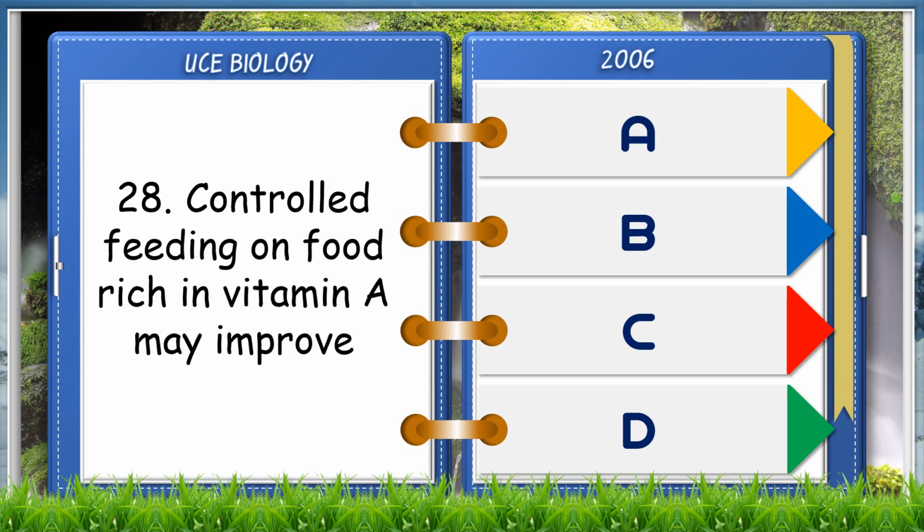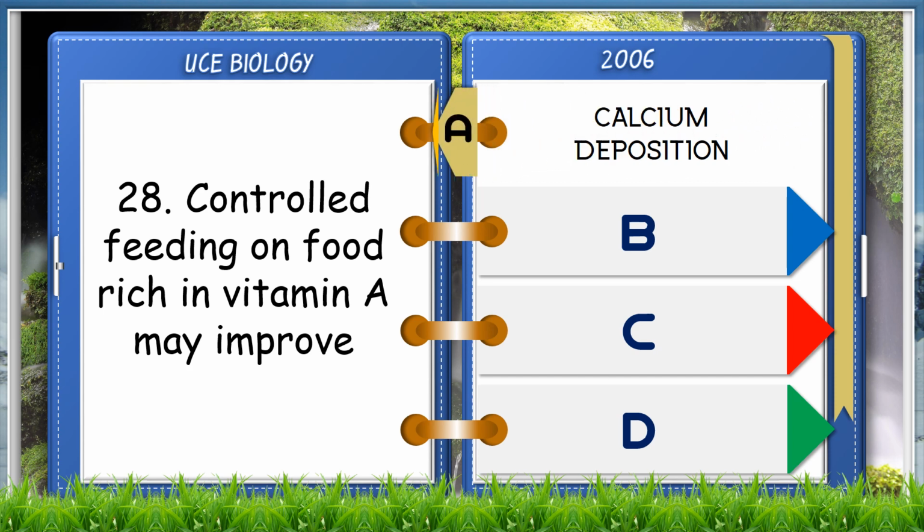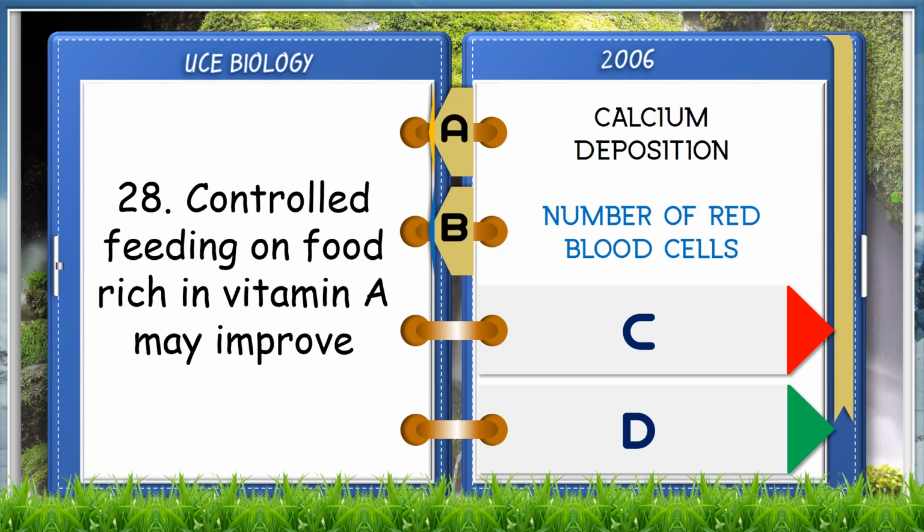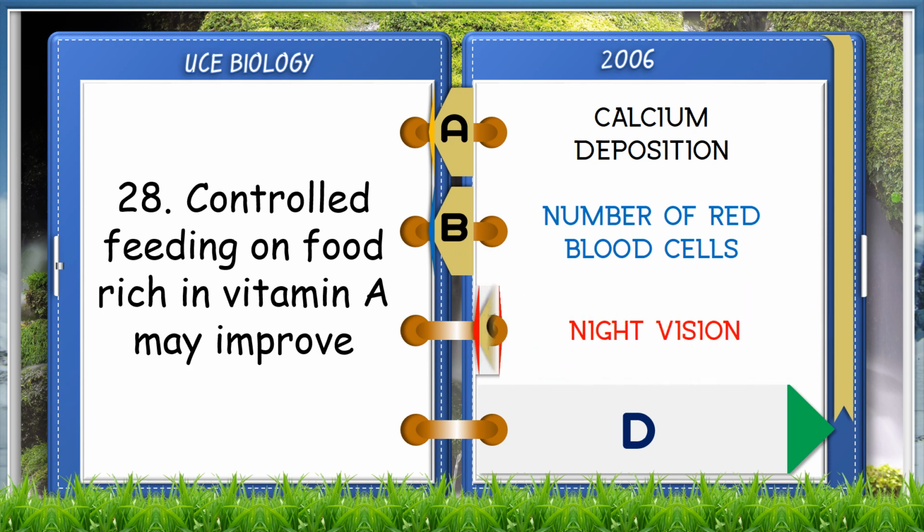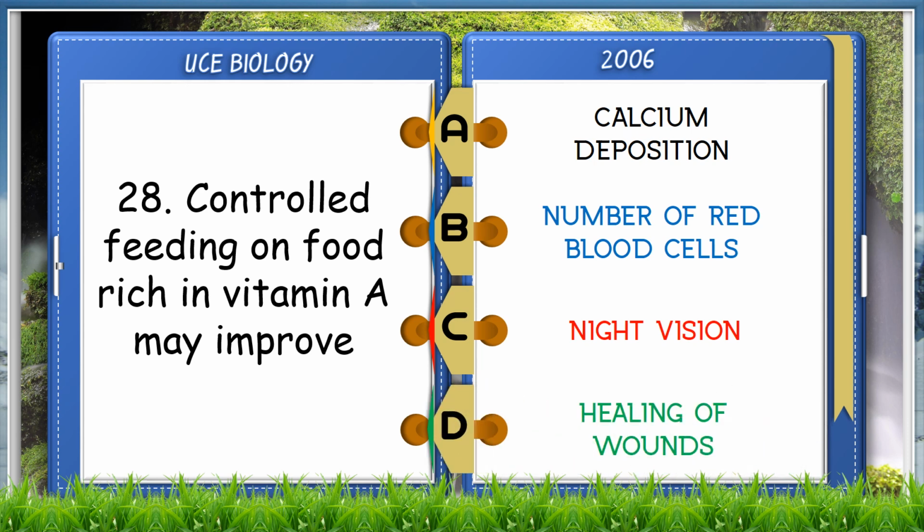Controlled feeding on food rich in vitamin A may improve A. Calcium deposition. B. Number of red blood cells. C. Night vision. D. Healing of wounds. The answer is C. Night vision.